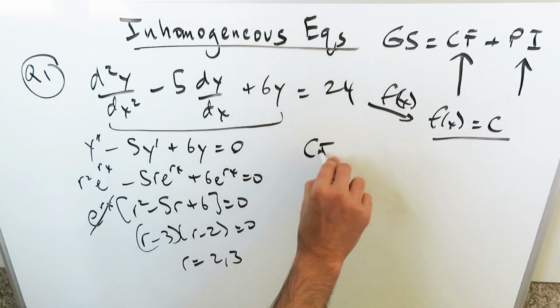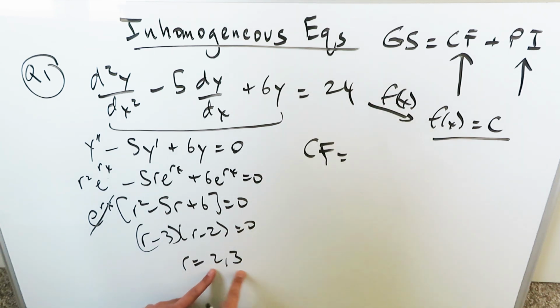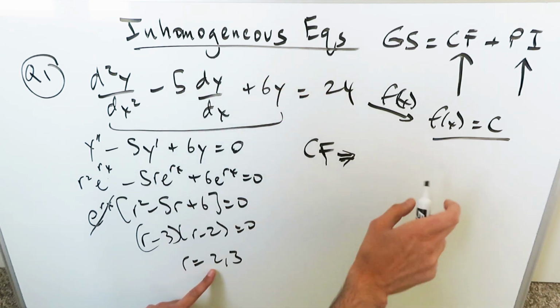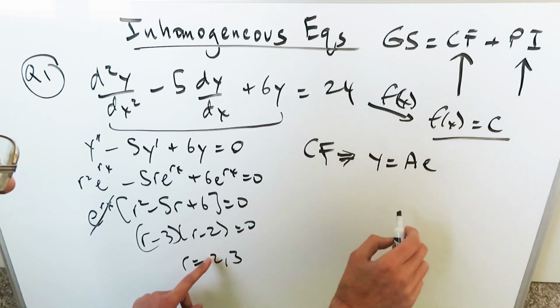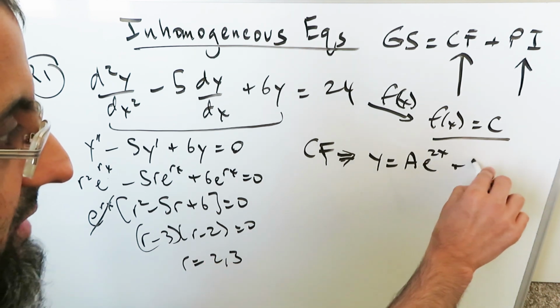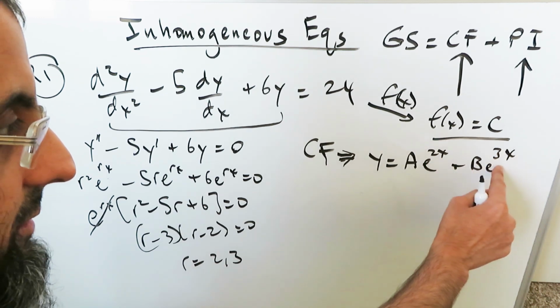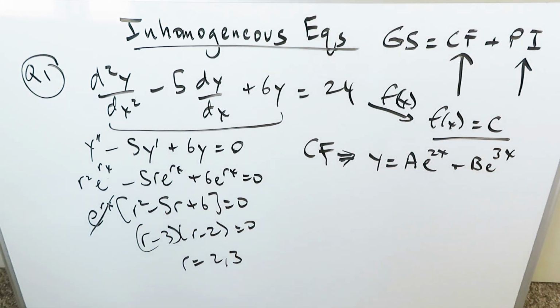We've used it. My complementary function part of the general solution will be equal to, thinking back to our homogeneous videos, y is equal to a e to the power of 2x plus b e to the power of 3x. You could either put 2 here or 3 here, or put 3 here or 2 here. It doesn't matter. It's the same. This is your complementary function. Now this part is done.